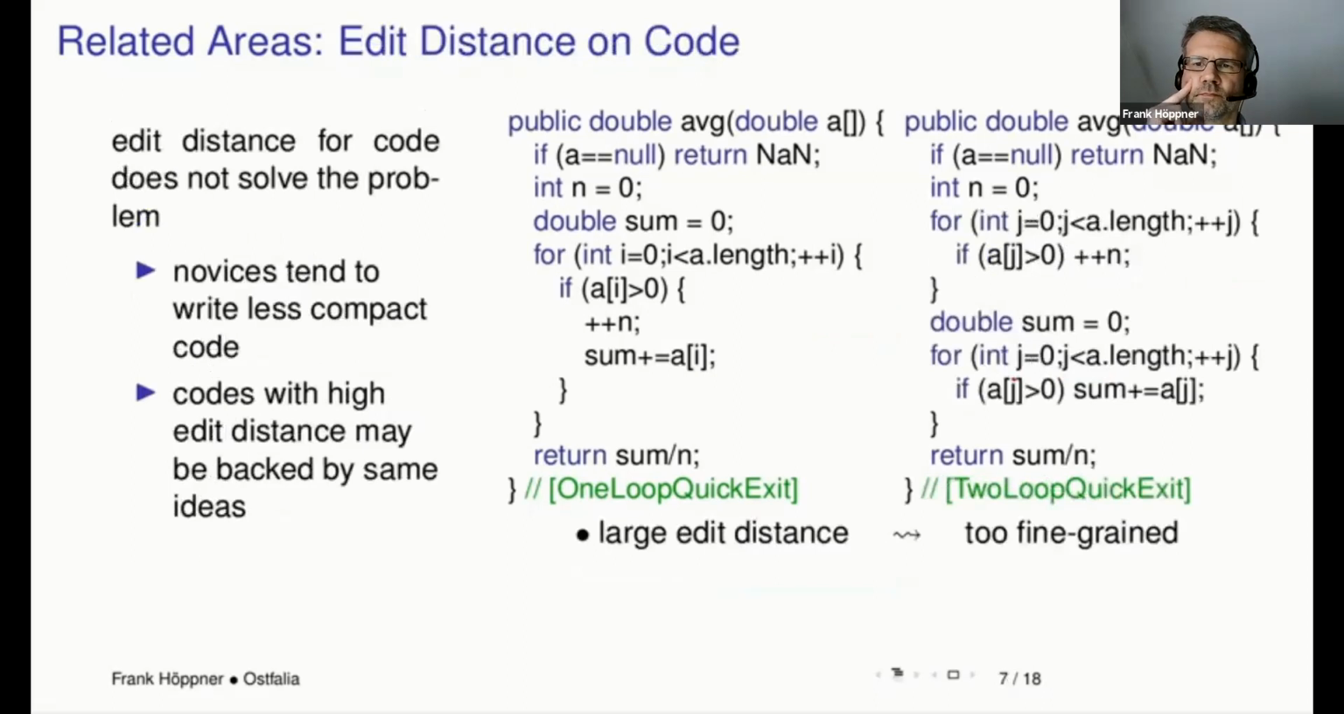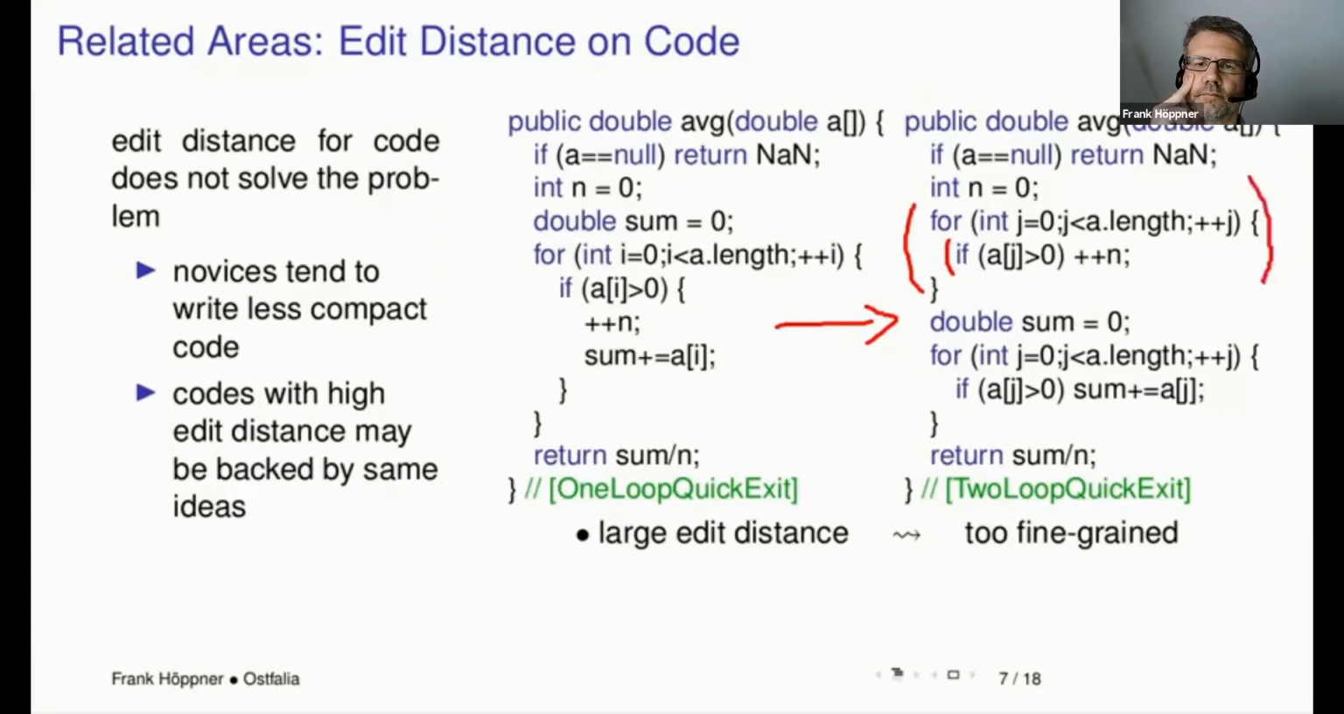Okay, a second option would be to use existing code similarity measures, such as the edit distance. It calculates the minimal number of changes that has to be applied to transform one code into another. So in this example, we would have to insert a second for loop with an embedded if statement to arrive at the code on the right, which leads already to a quite high edit distance. But in fact, both solutions are semantically equivalent.